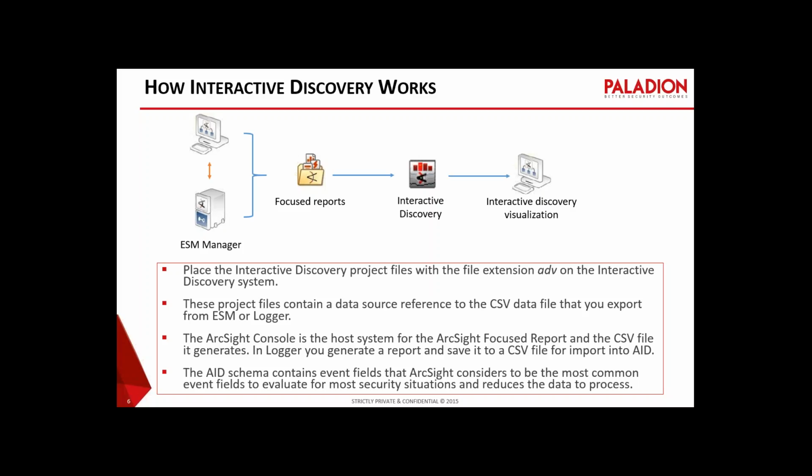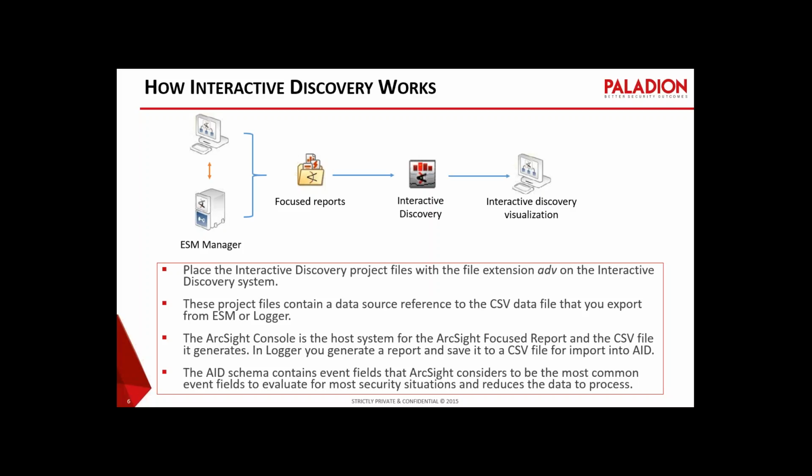These have an extension called ADV in the Interactive Discovery system. These project files are then linked to another CSV file, which is the output of the focused report, either from an ArcSight ESM manager or from an ArcSight Logger. The other advantage is that you can simply write a search query on your Logger, export that as a CSV, and still link it and use it for your analysis with an ArcSight Logger.